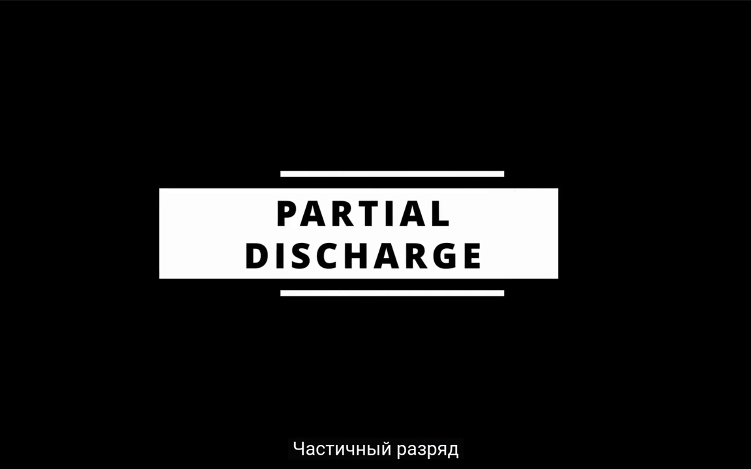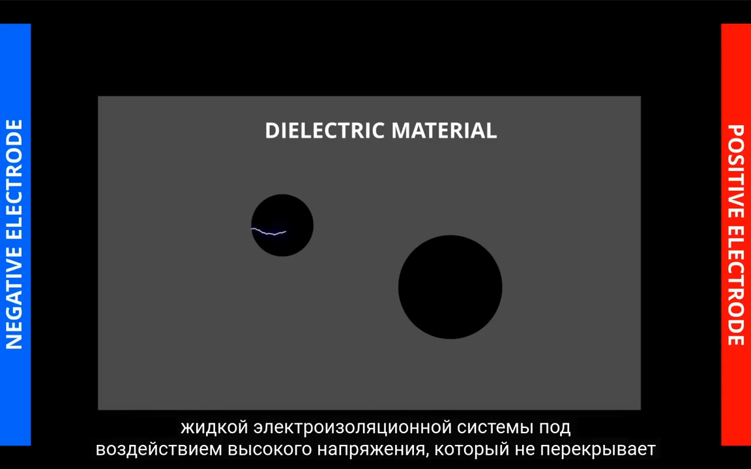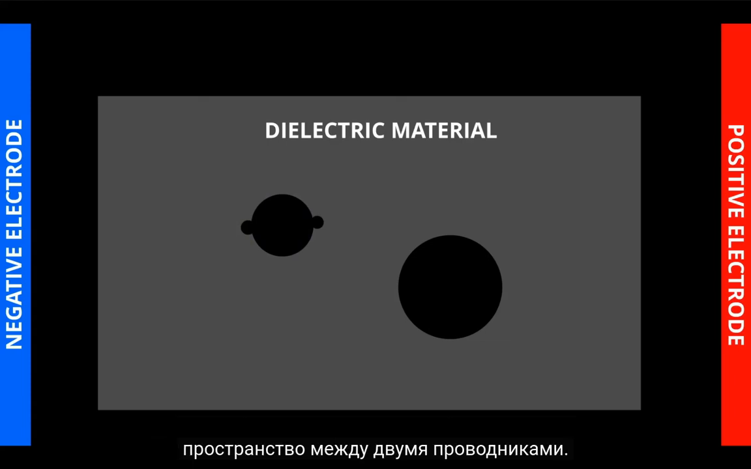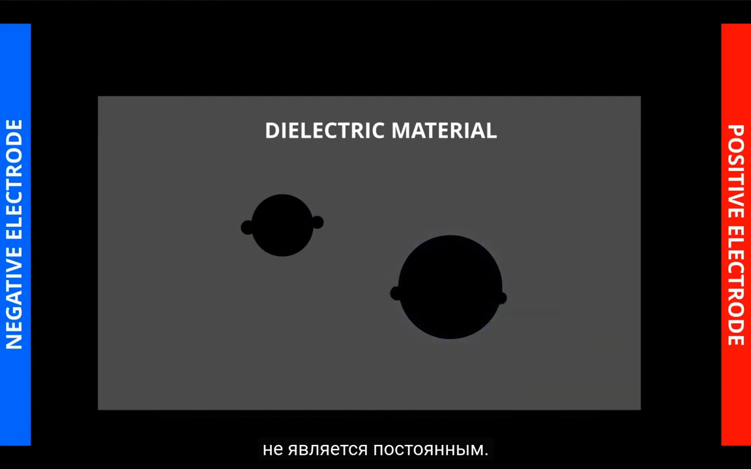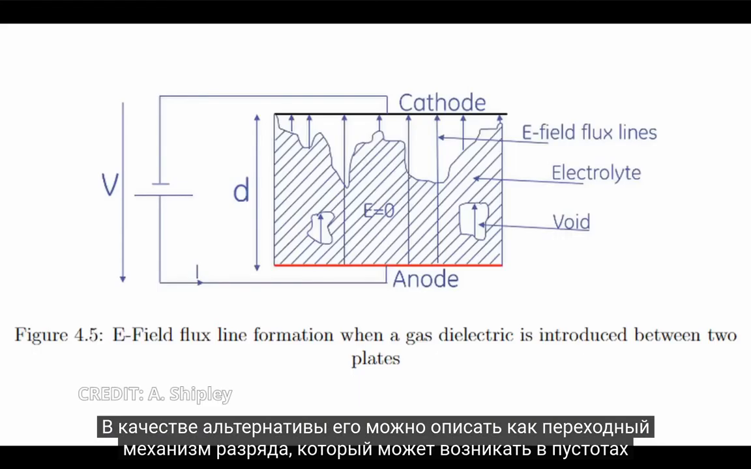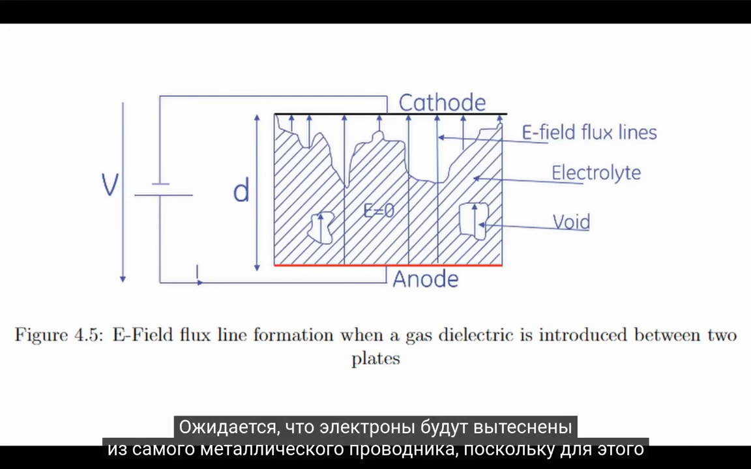Partial discharge. A partial discharge is a localized dielectric breakdown of a small portion of a solid or fluid electrical insulating system under high voltage stress, which does not bridge the space between the two conductors. A partial discharge usually occurs in voids located within the material and is usually non-sustaining. Alternatively, it can be described as a transitory discharge mechanism that can occur in voids in dielectric material or between the conductors across the dielectric material, which provide electric field stress between the two conductors.